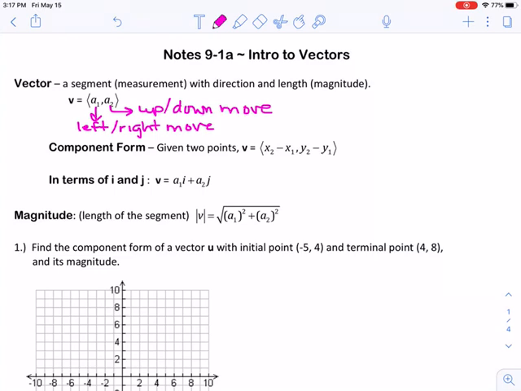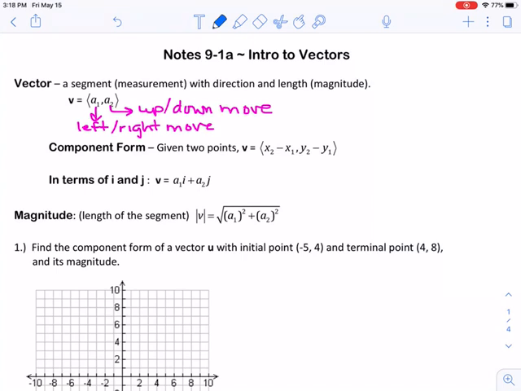Because our vector has direction, there is a difference between this vector, which starts here and ends here, versus this vector, which starts here and ends here. Even though they may have the same length, they are two different vectors. So it's very important that when we're writing our vector, if we're given 2 points, that we always take the difference of the x's and the difference of the y's, but x2 minus x1 and y2 minus y1.